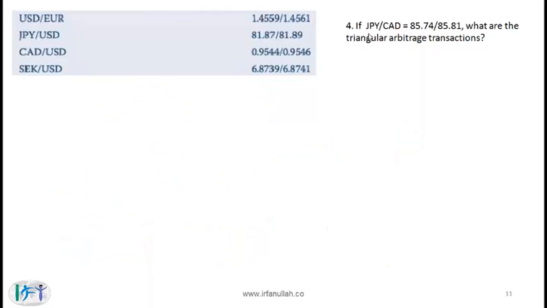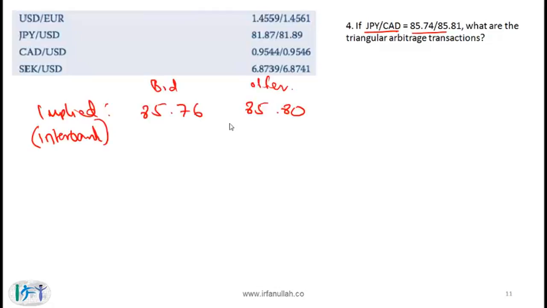Now another example, so this is part 4 of example 1. Japanese yen to Canadian dollar, you are given this rate. What are the triangular arbitrage transactions? So as we calculated in question 2, the implied cross rate in the interbank market is 85.75, which is the bid, and 85.80, which is the offer.